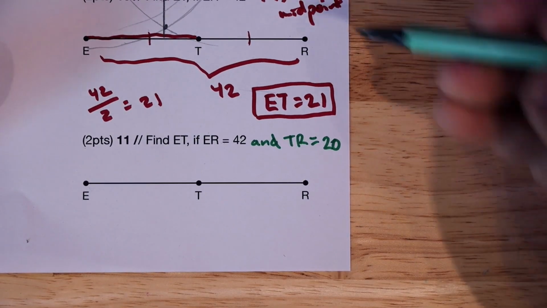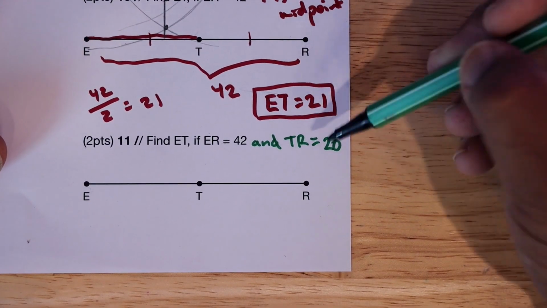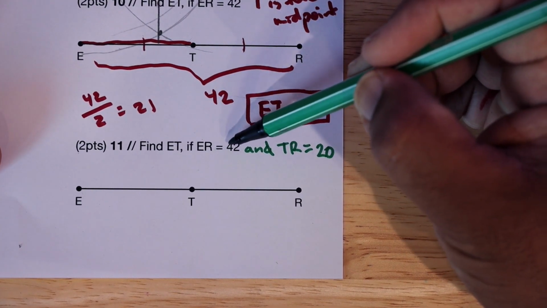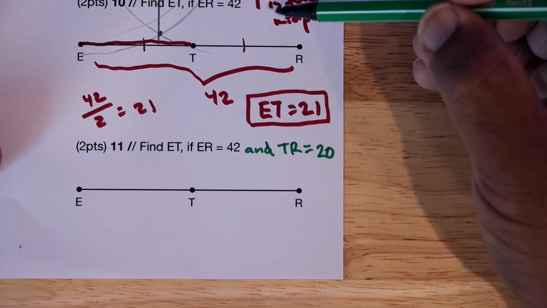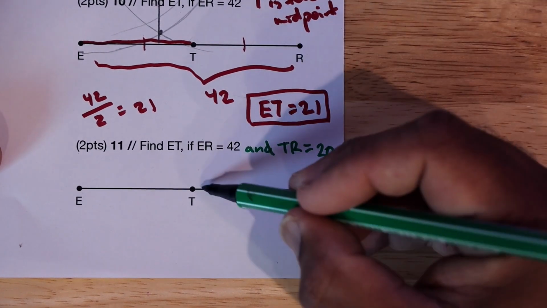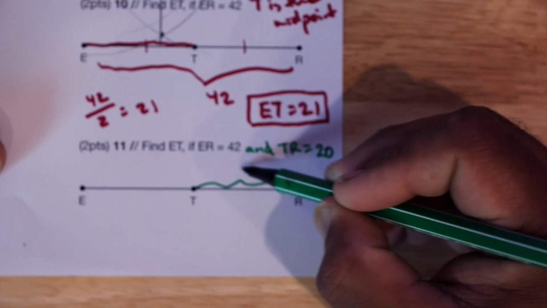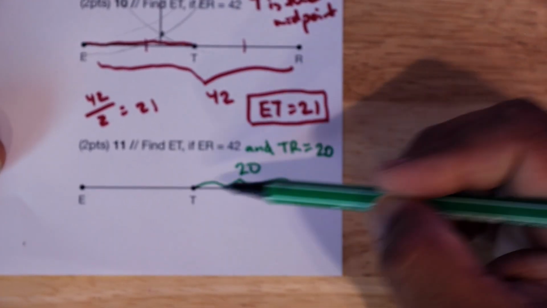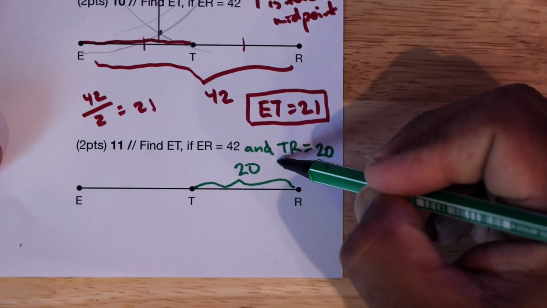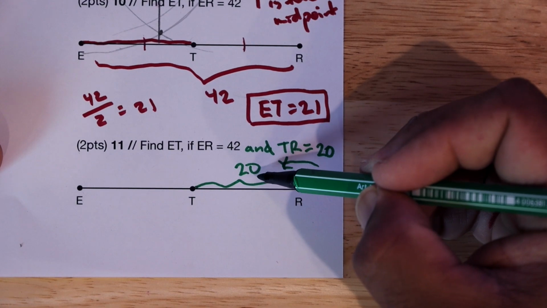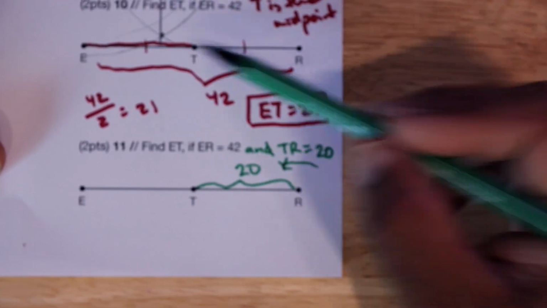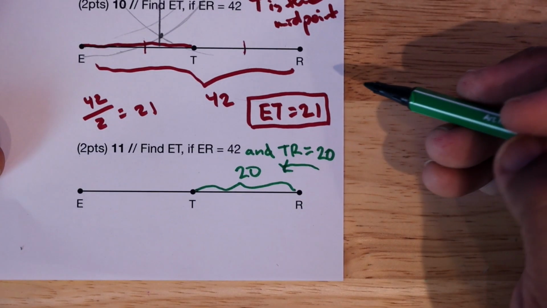All right, now number 11, I had a typo on this one, so I've updated it. Find ET if ER equals 42. So it looks like the same one above. But now I'm telling you that TR equals 20. So I'm telling you this right here is 20. It looks like it's still in the middle, but I don't know for sure. But going off of this distance, it's not. It's just a little bit off. And up here, I'm being told it's right in the middle. So I've got to trust it. And so I know those two pieces are the same.